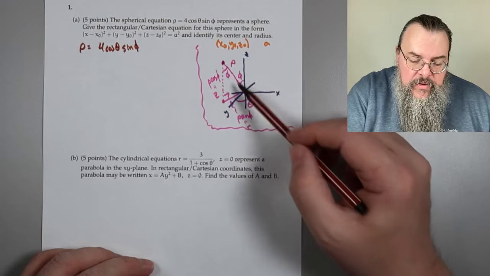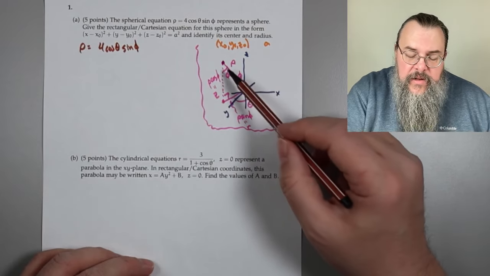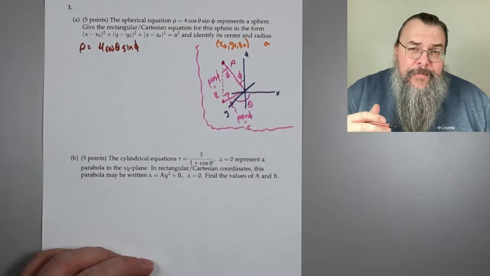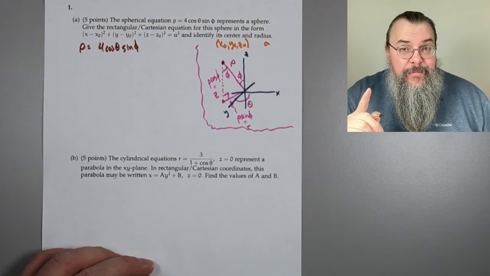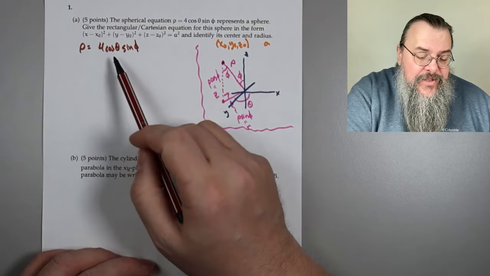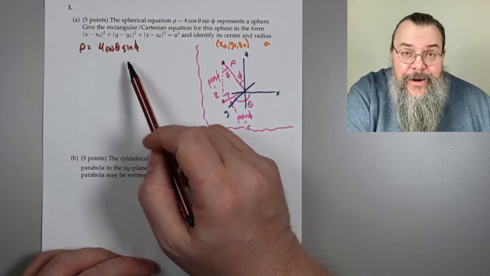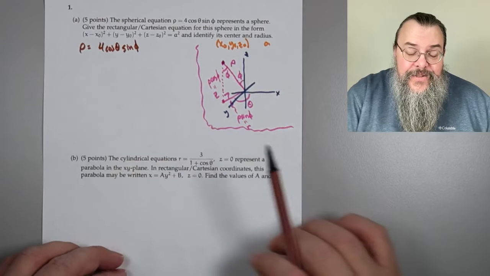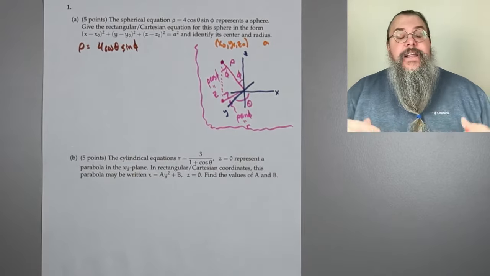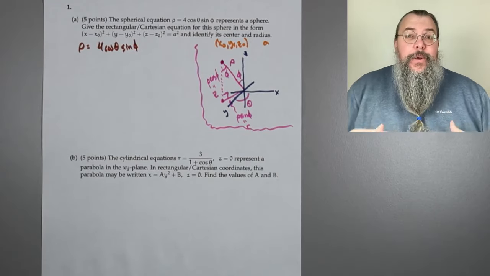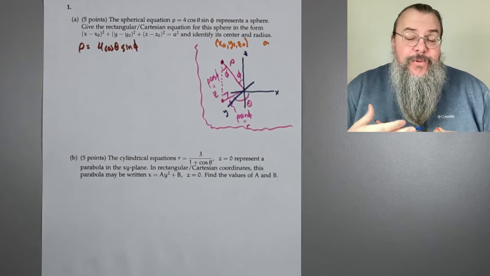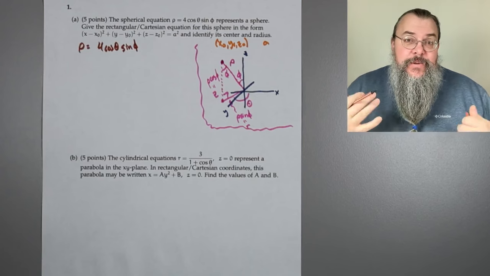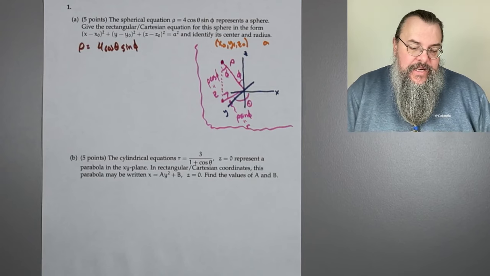Rho is distance to the origin, and so that's not too hard to figure out. Rho has a square root. Rho squared is even better. On the other side, we don't see any rho at all. It's just angles. Now that's not helpful, because we really need to have some sort of a distance measurement. So we really need to get a rho on that other side.